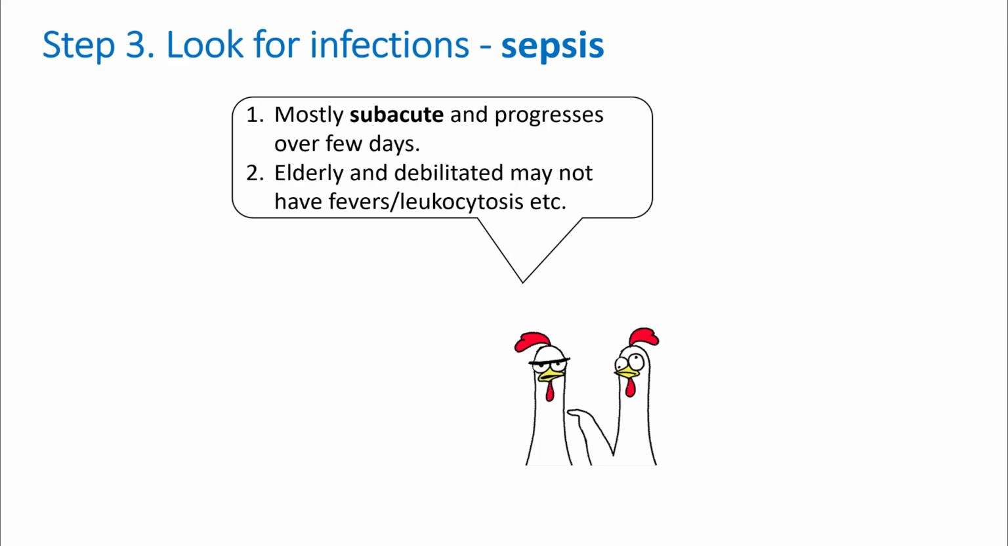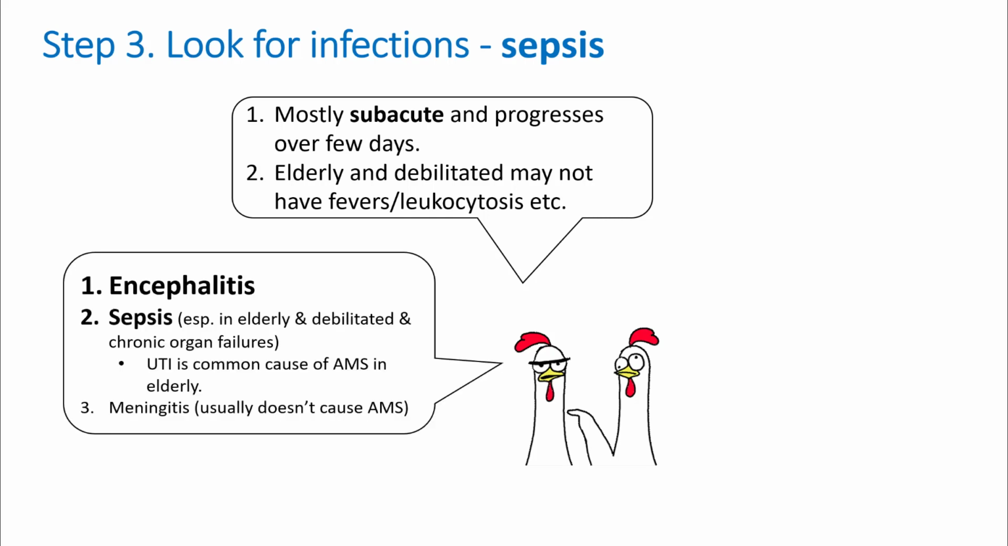Next, look for signs of infection. Sepsis is mostly subacute in presentation and progresses over a few days. Elderly and debilitated patients may not have fever or leukocytosis, and here you are looking for brain infections such as encephalitis. Meningitis usually doesn't cause altered mental status unless it is associated with encephalitis. Sepsis in the elderly and debilitated and patients with chronic organ failures can result in altered mental status. UTI is a very common cause of altered mental status in the elderly.